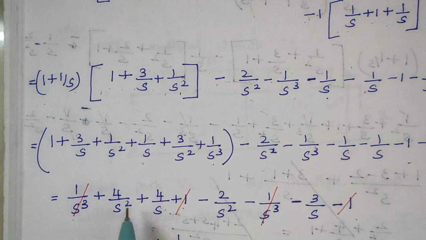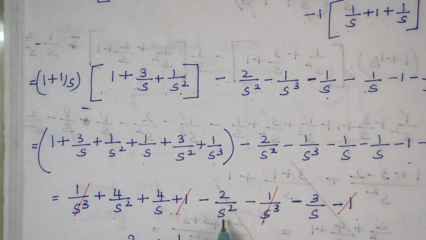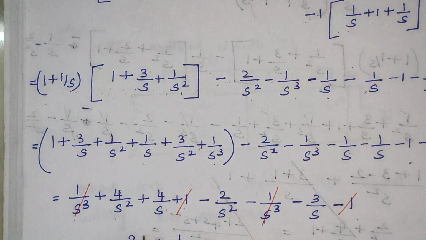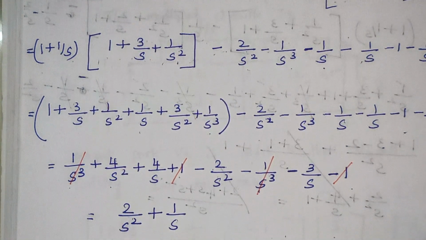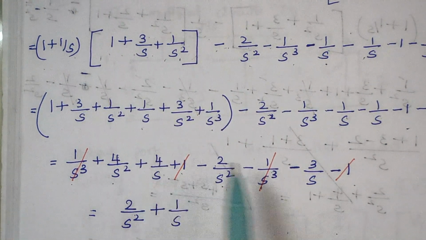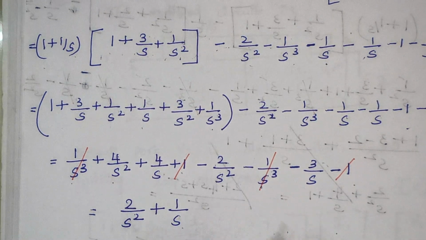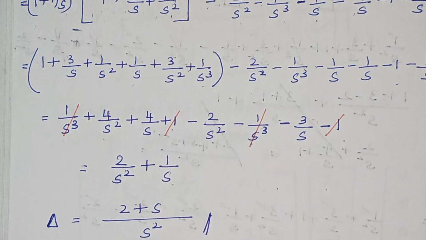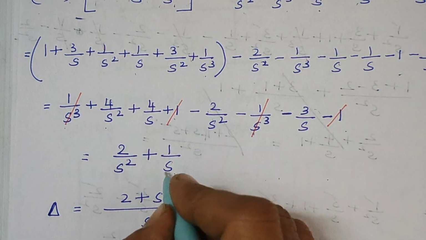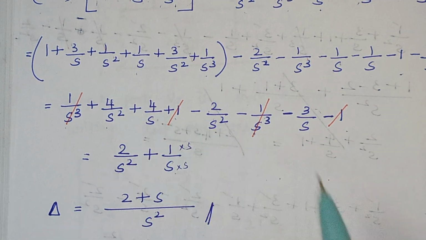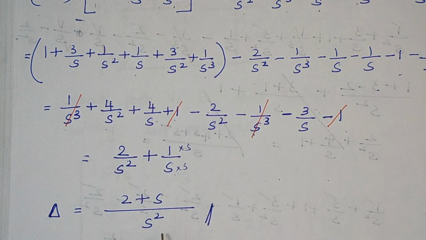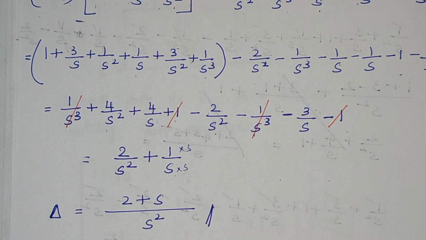So here we have 4 by s square and minus 2 by s square. So 4 minus 2 gives 2. Therefore here it is 2 by s square. And 4 by s minus 3 by s gives 1 by s. So again when you take LCM, here the denominator will be s square, right? So we are going to multiply by s. So here 2 plus s by s square is the value of del.